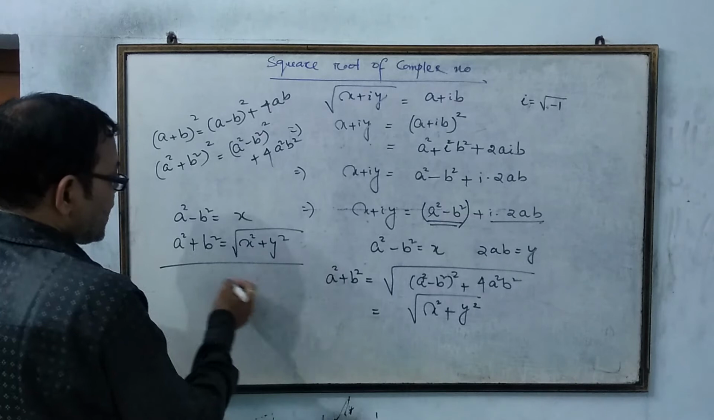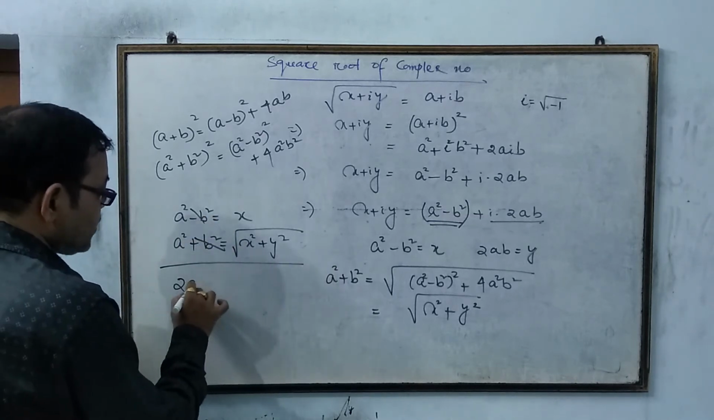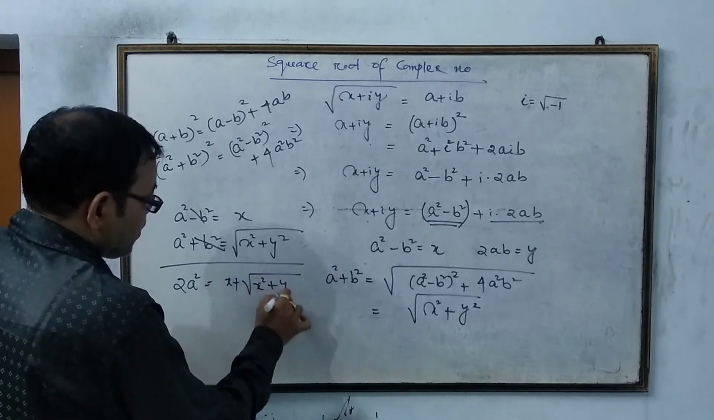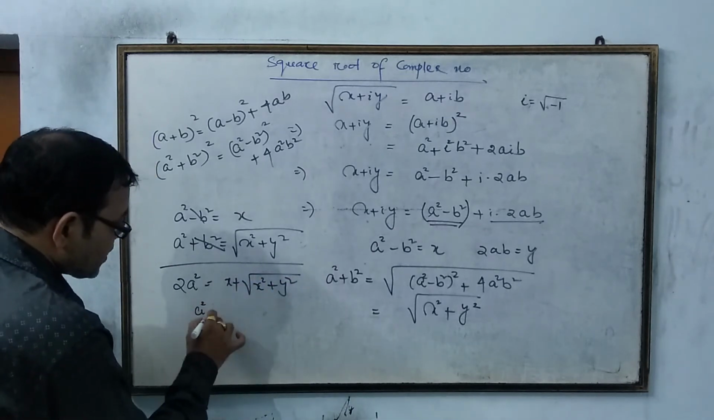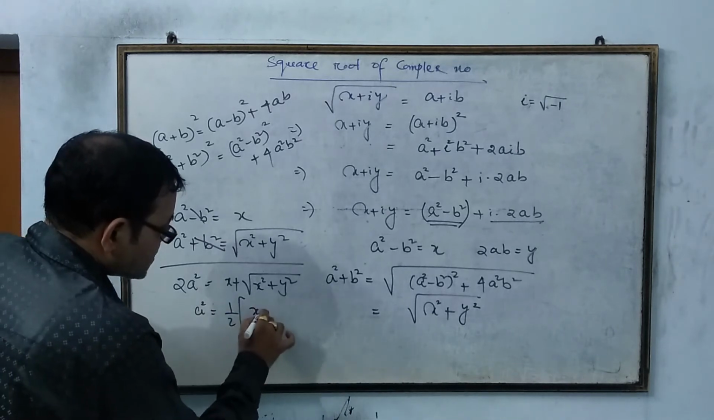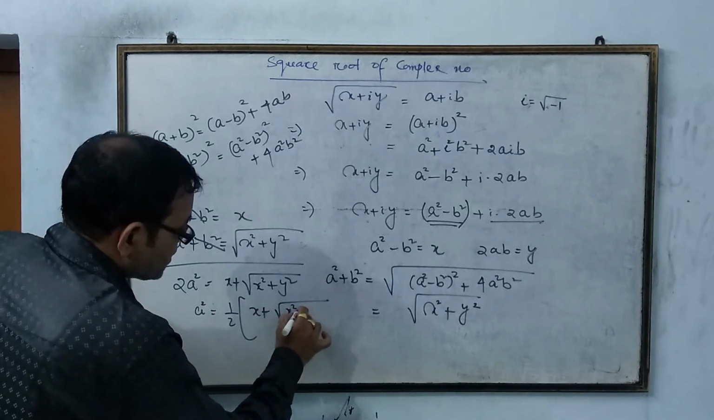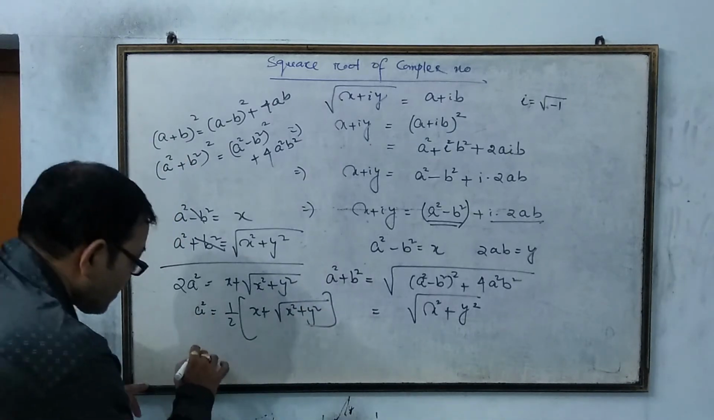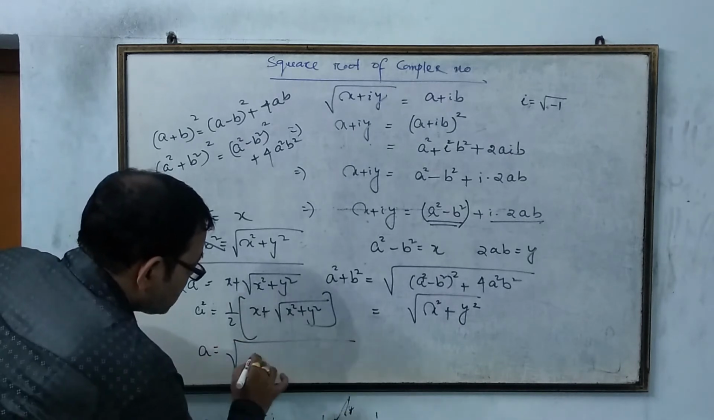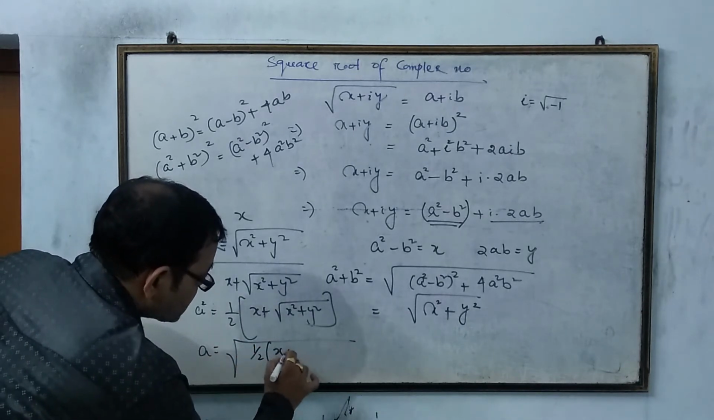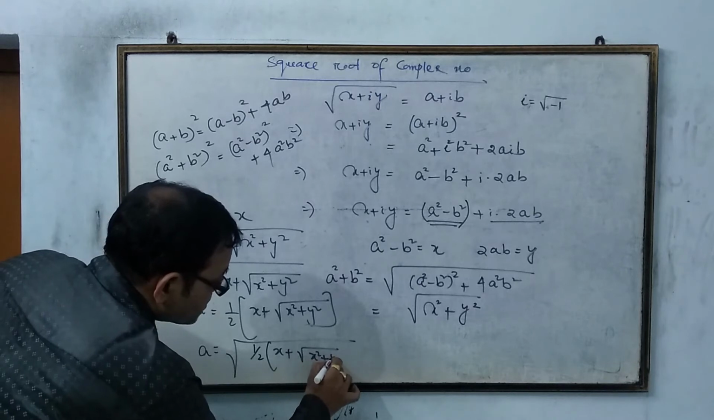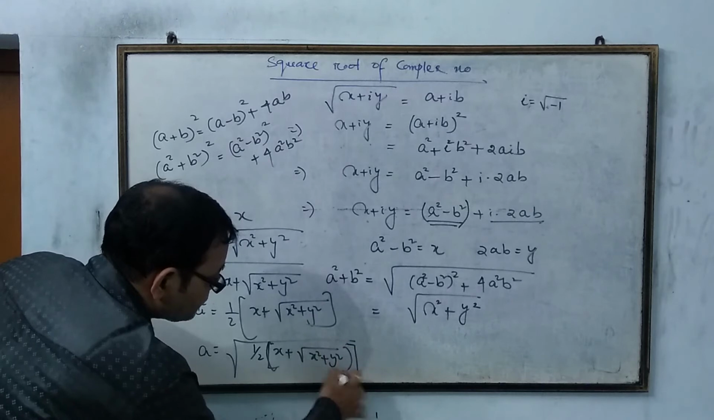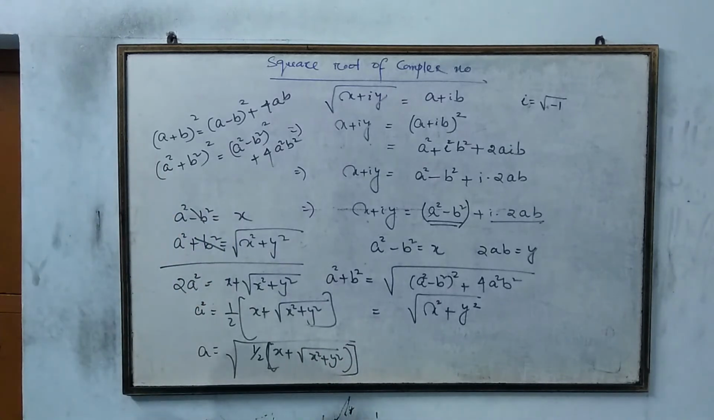If I add them, minus b square plus b square cancels, and 2a square is equal to x plus root over x square plus y square. So what about a square? It is half of x plus root over x square plus y square. What about a? A is equal to under root half of x plus root over x square plus y square. We got it. This is your value of a.